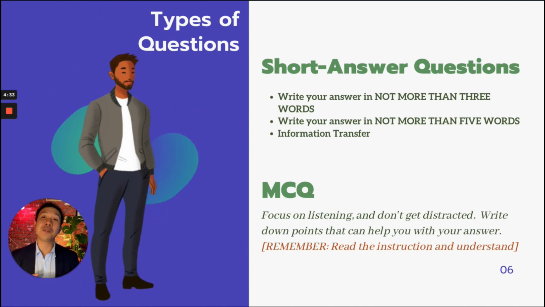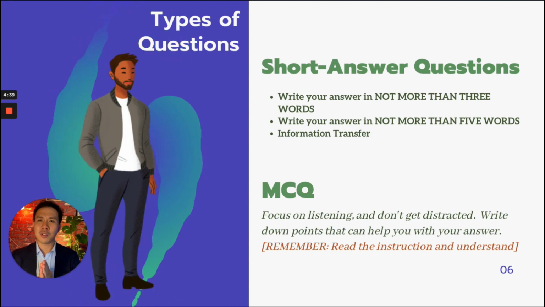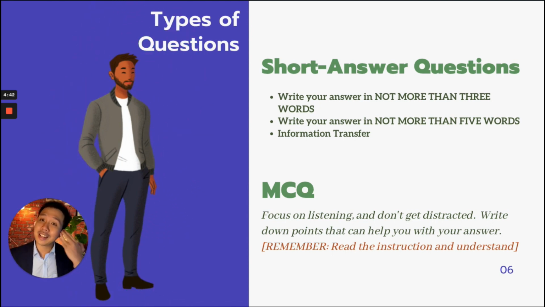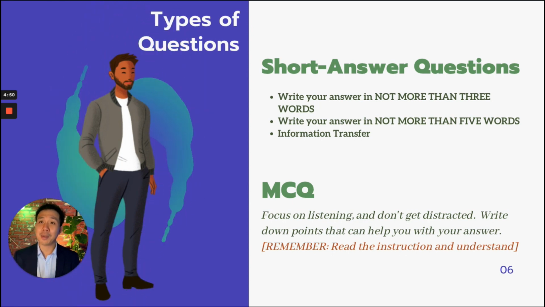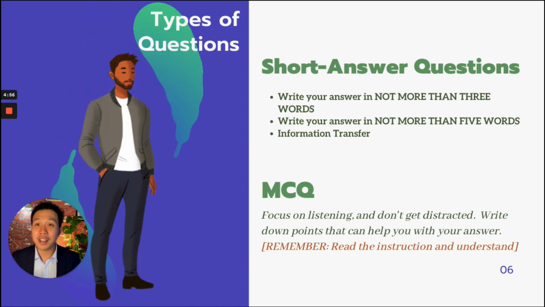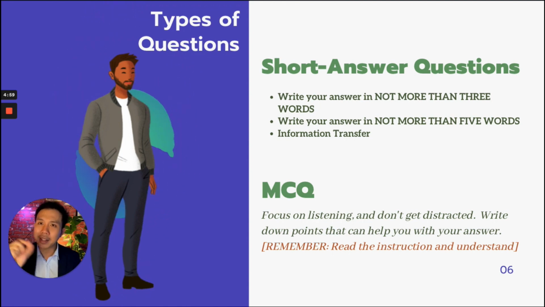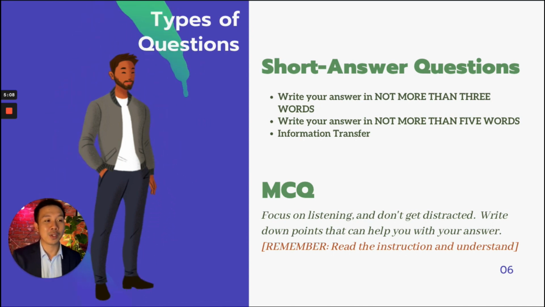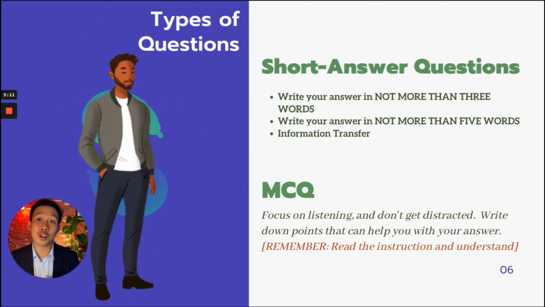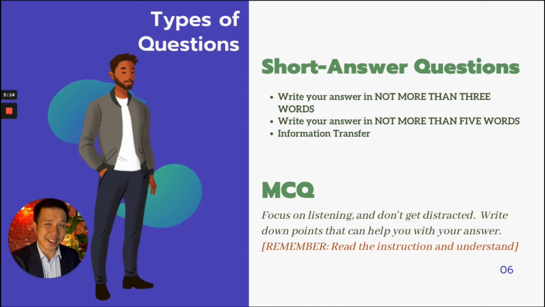Alright, the second type is MCQ, multiple choice questions. For multiple choice questions, focus on the listening and do not get distracted. Write down points that can help you to write the answer. For MCQ it's a bit tricky because the answers can be quite similar to each other. So remember, listen carefully, and if you need to write some points, write at the side. Do not circle your answer first. You have to listen to it twice, then you write the answer. Okay, let's jump into the first type of questions that might come out during your exam.